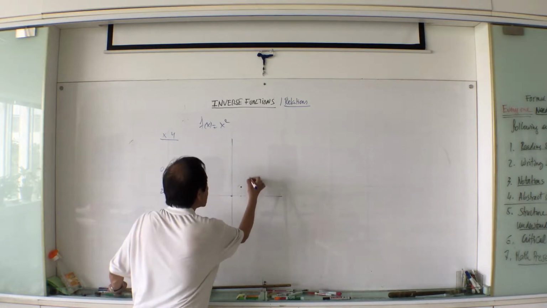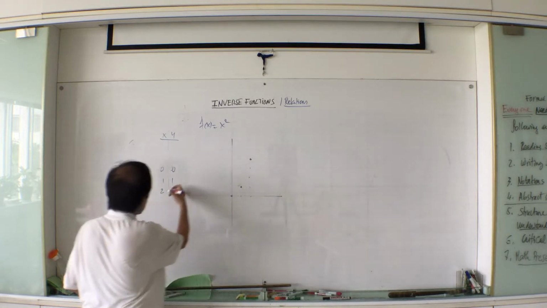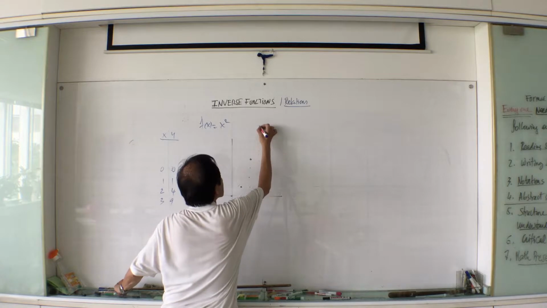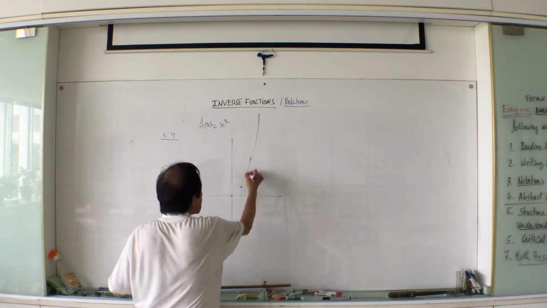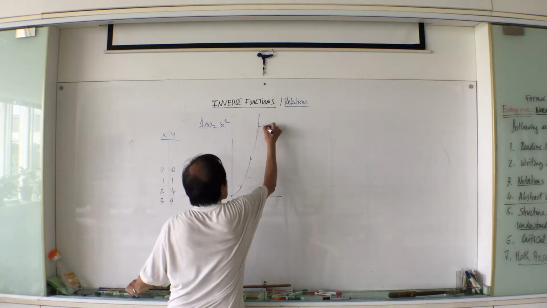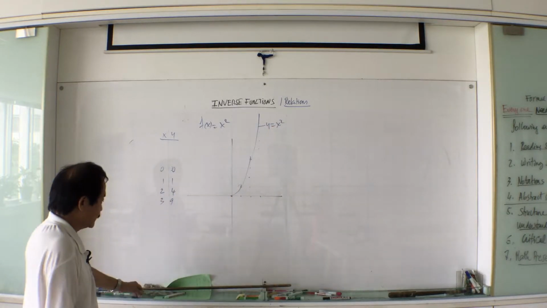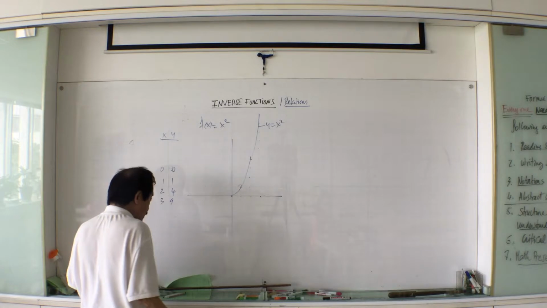I got this point here. And finally, x equals 3, y equals 9. So 3, 4, 5, 6, 7, 8, 9. So you connect this one. That is this one, x squared, where x is positive. So how about when x is negative?